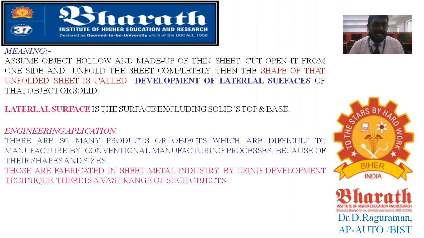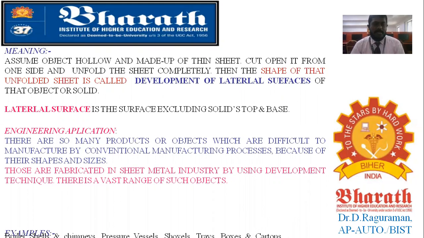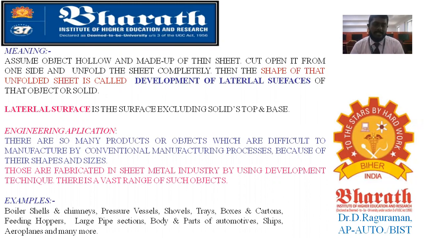Looking at engineering applications, there are many products or objects which are difficult to manufacture by conventional manufacturing processes because of their shapes and sizes. Those are fabricated in the sheet metal industry using the development technique. There is a vast range of applications. Examples include boiler shells, chimneys, pressure vessels, shovels, trays, boxes and cartons, feeding hoppers and large pipe sections, and bodies and parts of automotives, ships, aeroplanes, and many more.